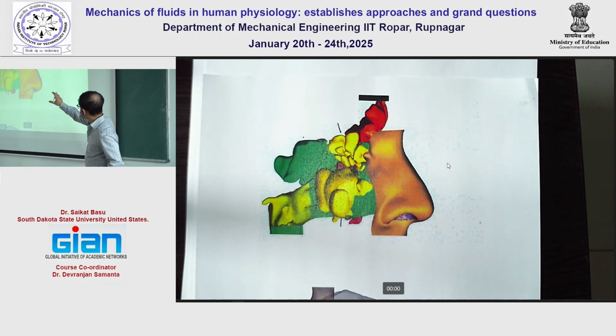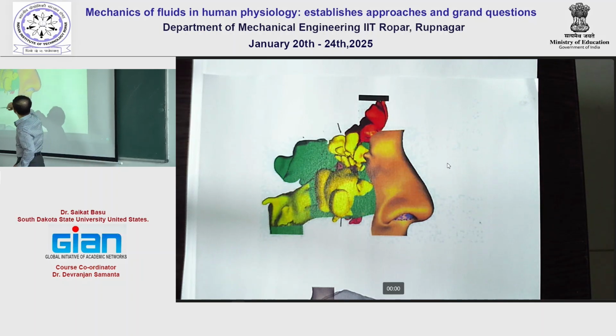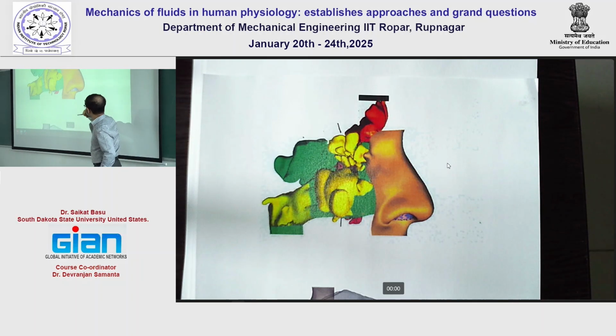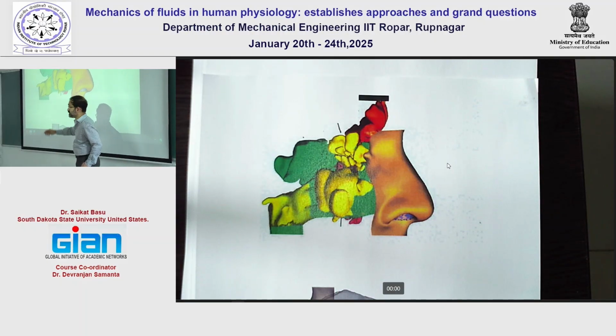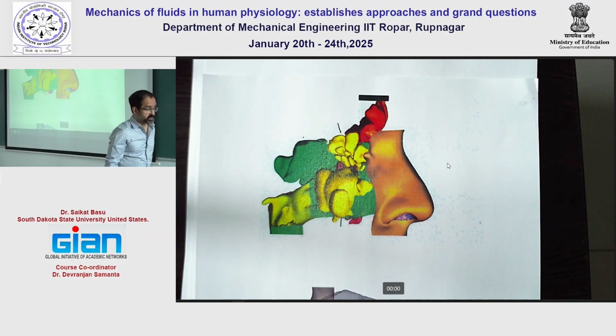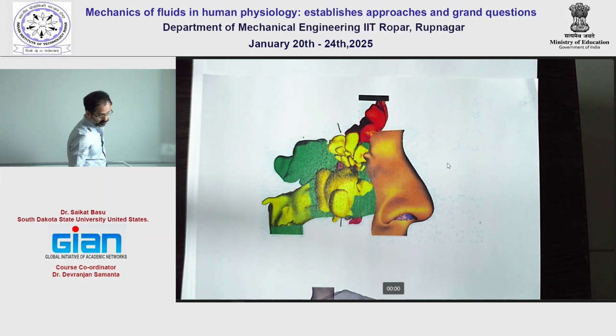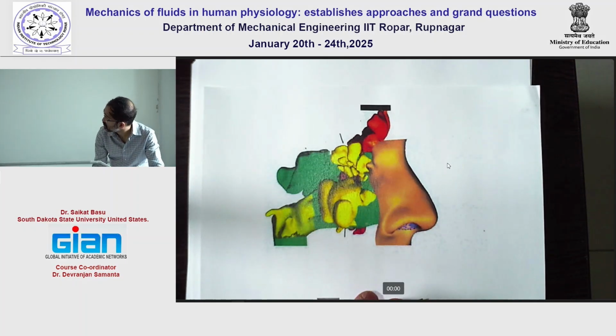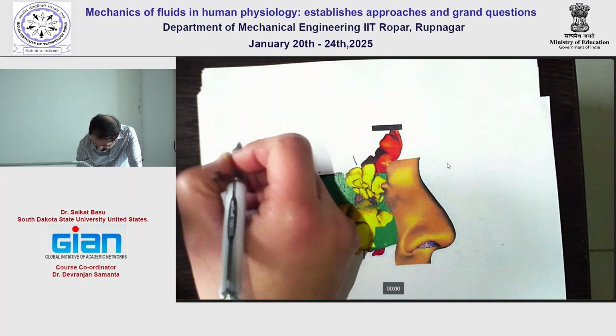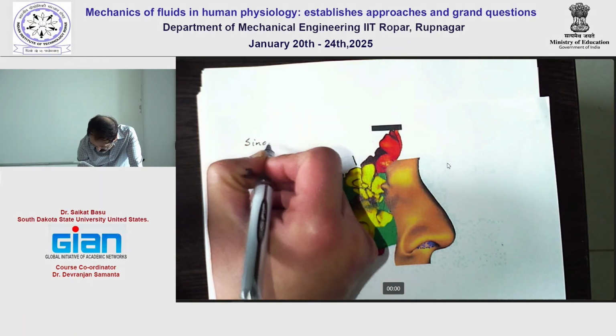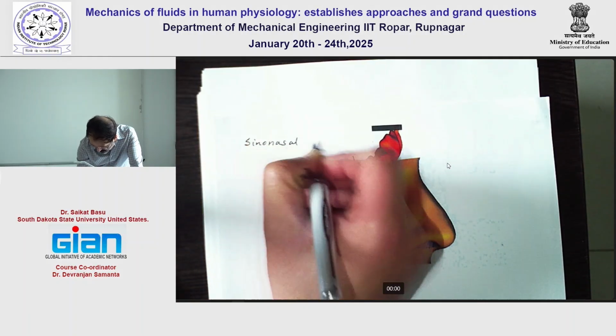But all this green region, that red region over there, and for that matter, this top yellow part over here, these are the sinus cavities, and also this yellow region are the sinus cavities. So let me mark them out here. So this is a sinonasal geometry, which includes all the sinus cavities.